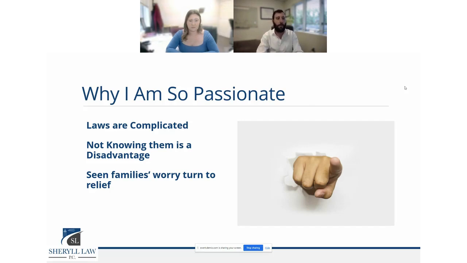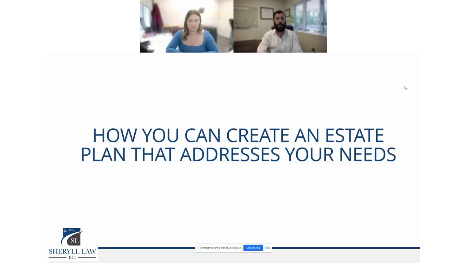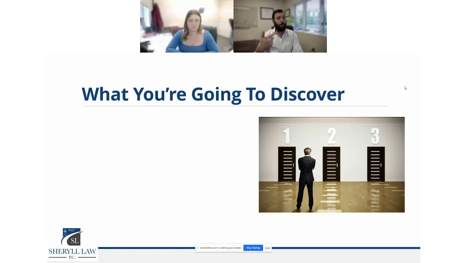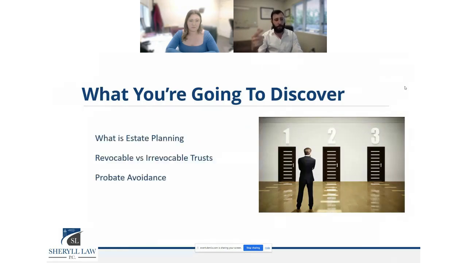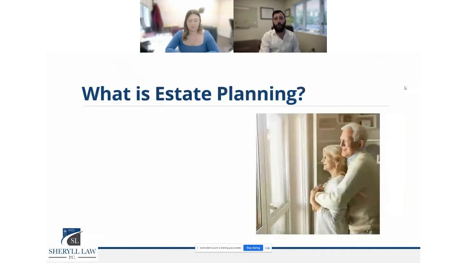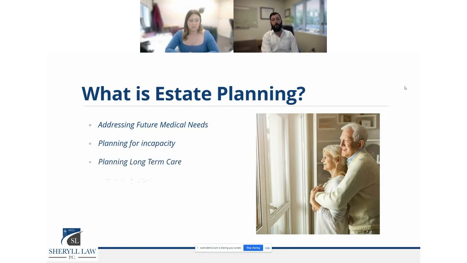Now, let's talk about how you can create an estate that addresses your particular needs. First, we're going to dive into estate planning. We'll talk about the revocable and irrevocable trusts and probate avoidance. So what, again, more specifically, is estate planning? Well, number one, a piece that many people overlook is we're addressing our future medical needs, planning for incapacity, and planning for long-term care, planning to protect assets. And this may include planning for Medicaid, and many of you may know that.